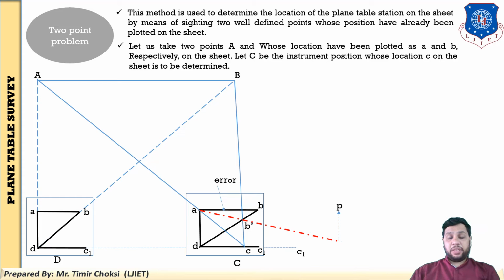Which station? P station. Okay, so after this step you keep the alidade touching at the AB line. Which line? AB line. Clearly listen, students, AB line. Then, without moving the alidade, you rotate the plane table. Last step, clearly listen, students, you keep the alidade touching at the AB line. Which line? AB line.